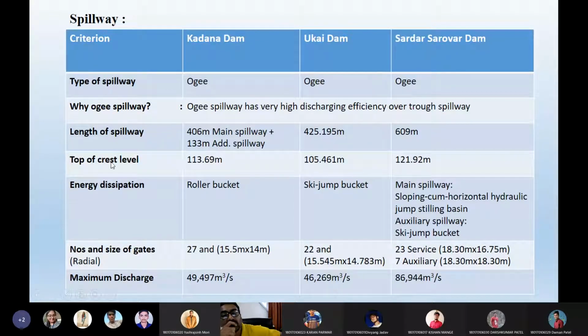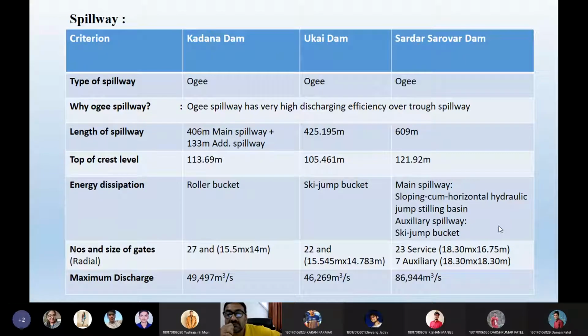What is energy dissipation? When the water is stored in the reservoir, it gains potential energy, and when we discharge the water, its potential energy is converted into kinetic energy. So this kinetic energy can damage our spillway as well as our dam. So we provide energy dissipation. In Kadana Dam, roller bucket energy dissipation is provided. In Ukai Dam, ski jump bucket is provided. And in Sardar Sarovar Dam, for the main spillway a sloping cum horizontal hydraulic jump stilling basin is provided, and for the auxiliary spillway, a ski jump bucket is provided.